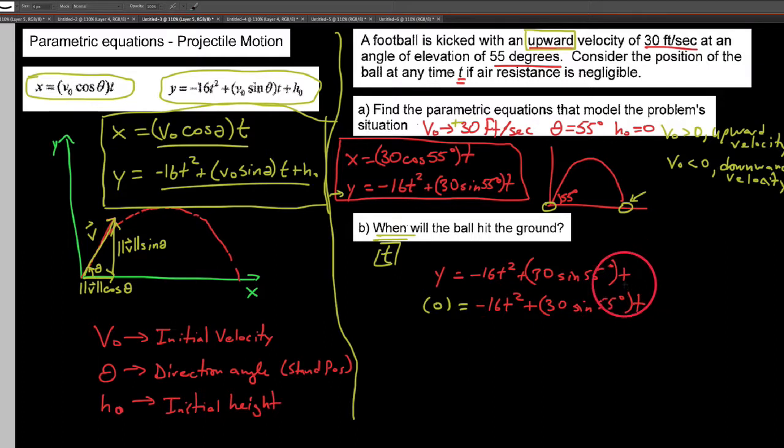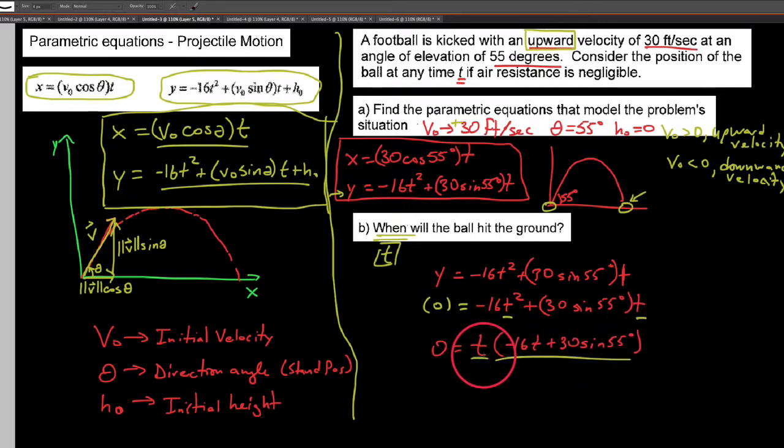But when you look at an initial height of 0, it's a little bit easier to do because look at this. This is a totally factorable expression where both of these terms have a t in common. So let's go ahead and factor this by taking a t out in front. And what we get left with is negative 16 t to the first plus 30 sine 55 degrees, but that's going to lose its t. So the neat thing about this is now we've got a factored expression.